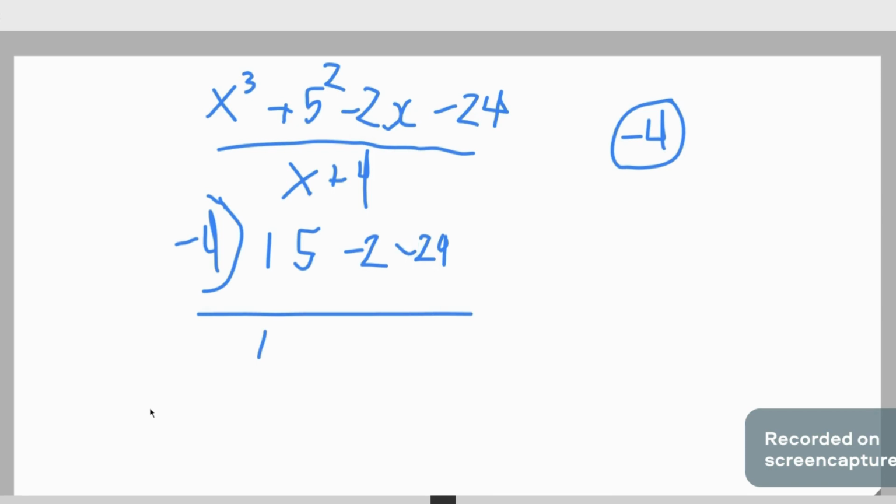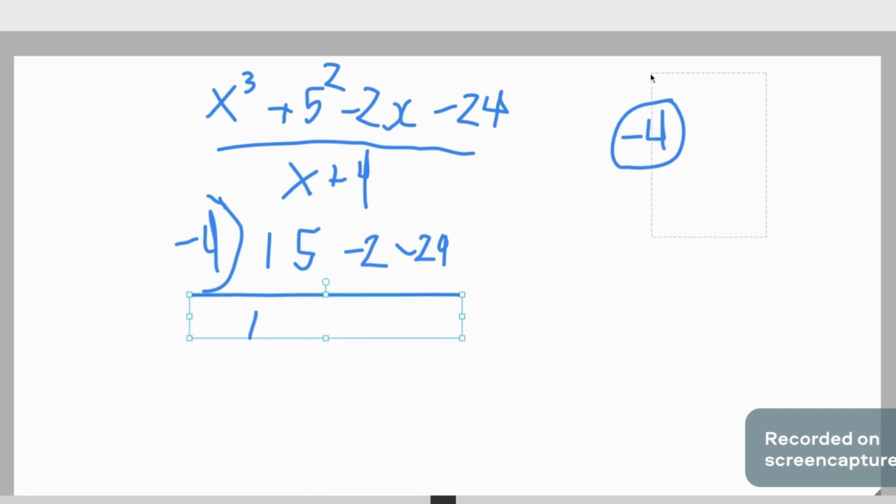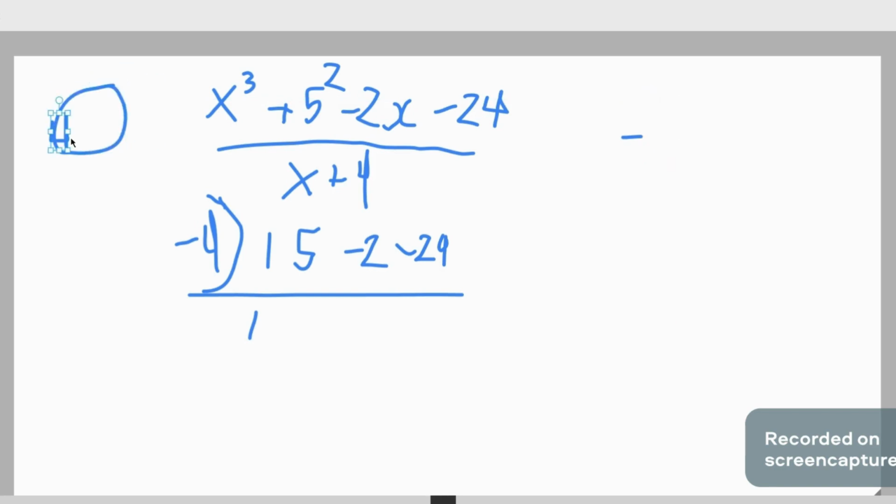But anyways, now that we have our 1 already brought down, we're going to move this up just a little so I can write the second equation, because honestly it's just a long list of equations. This whole entire process is a long list of equations, so I'm going to need a lot of space. Anyways, we're going to have our negative 4, our 1, negative 2, and negative 24.